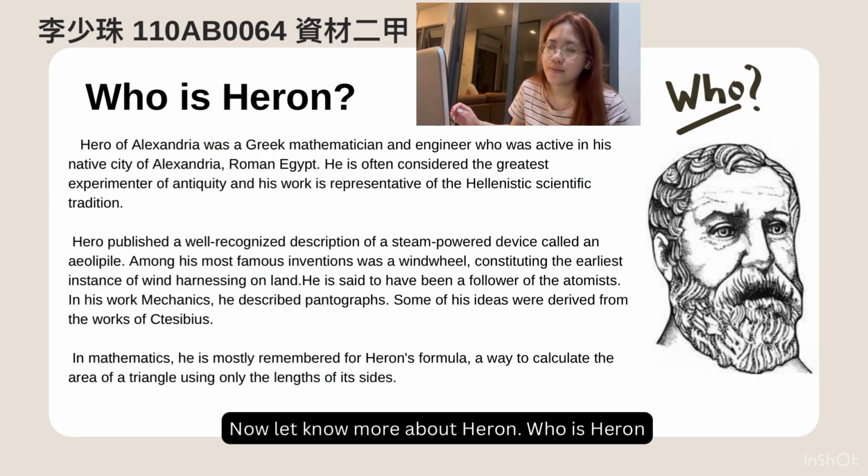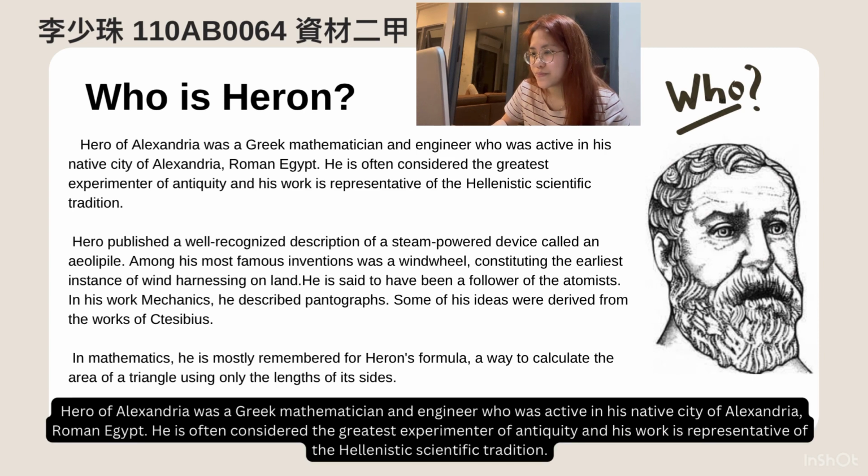Now let's know more about Heron, or Hero. Who is Heron? Hero of Alexandria was a great mathematician and engineer who was active in his native city of Alexandria, Roman Egypt. He is often considered the greatest experimenter of antiquity, and his work is representative of the Hellenistic scientific tradition.